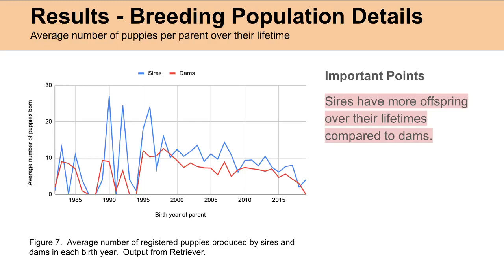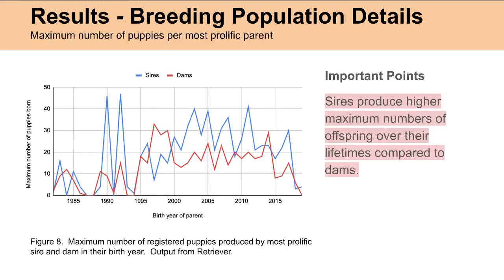This is the Retriever data visualized. This is the average number of puppies born each year to sires and dams of those years. So in 2000, there were 10 puppies born on average to dams that year, but sires had 12 puppies born to them on average. So this is visually showing us that over the time of our breed, those last 40 years, sires have had more offspring consistently over their lifetime compared to dams.